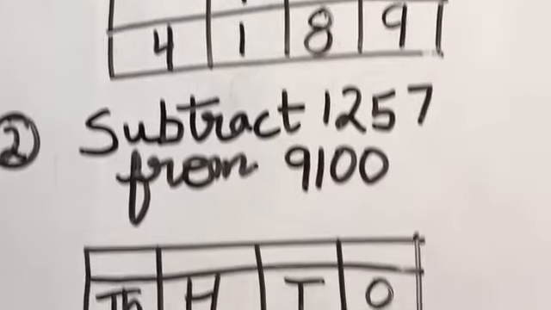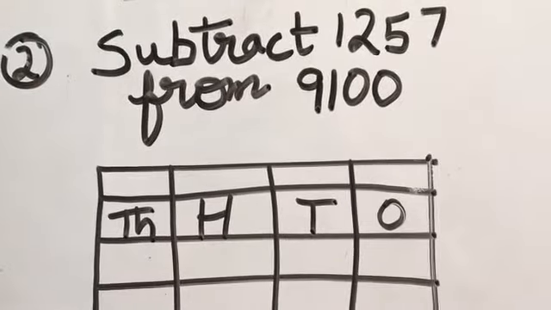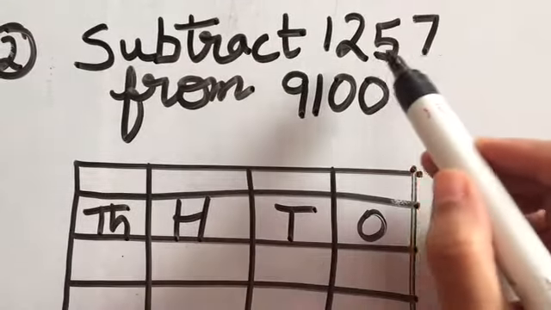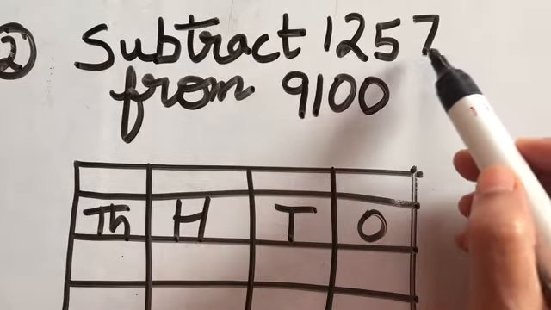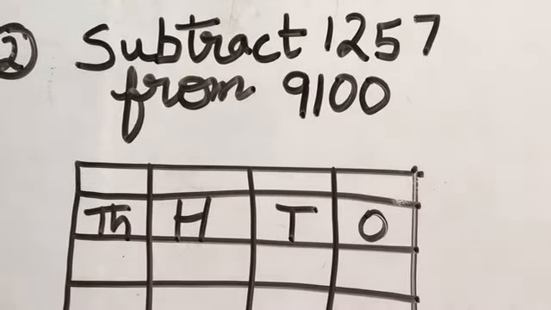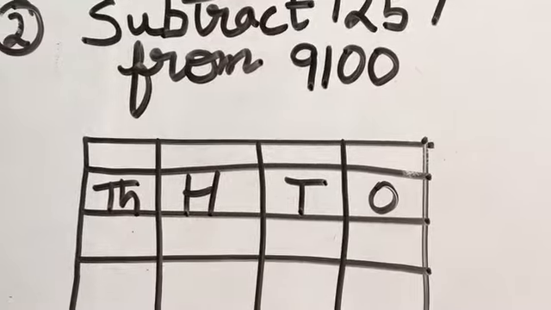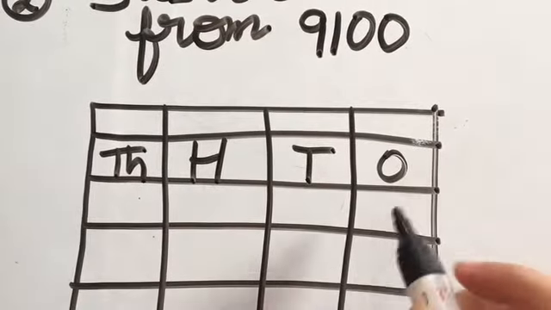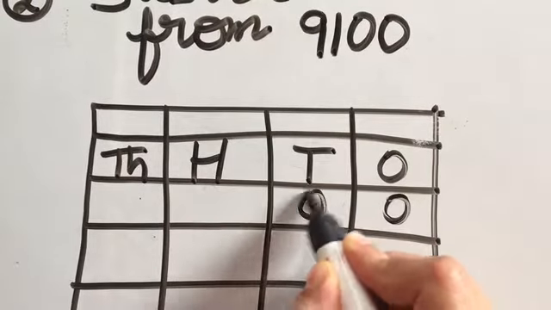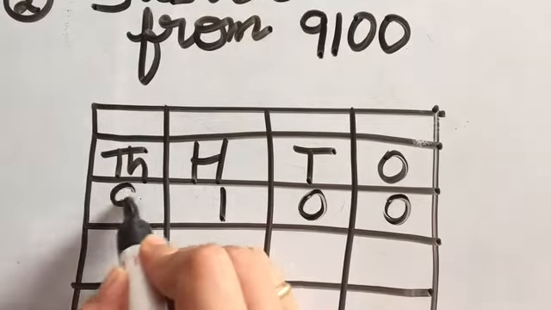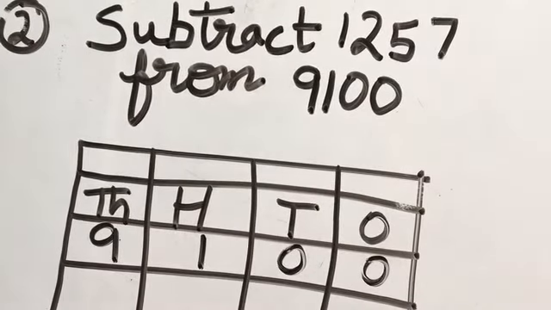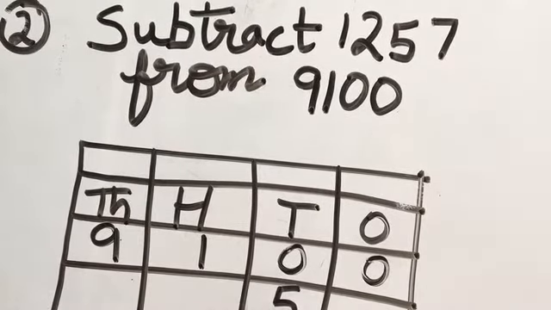Fine. So let's take one more example of this. So this is subtract 1257 from 9100. Fine. So this way we are going to start up. So bigger number first. So bigger number is 9100. Then the smaller number is 7, 5, 2 and 1.